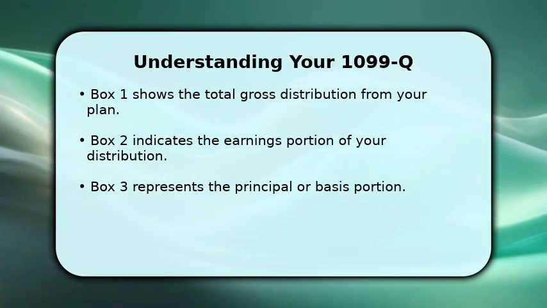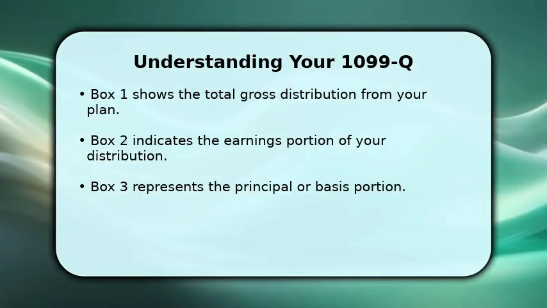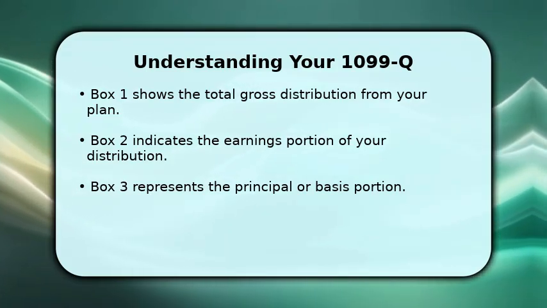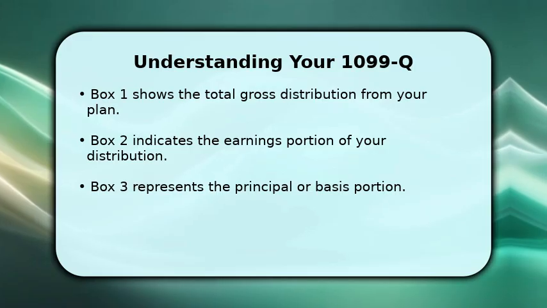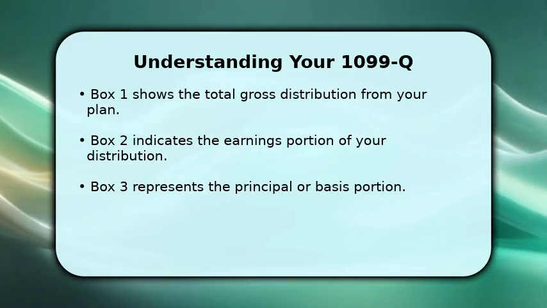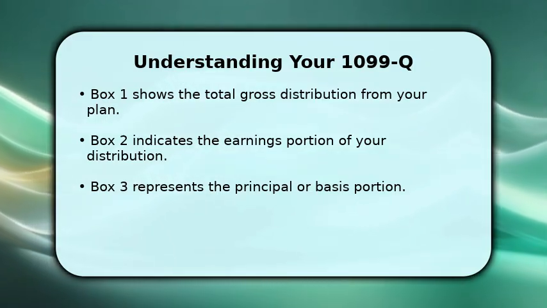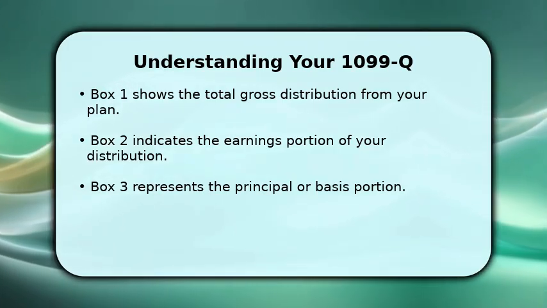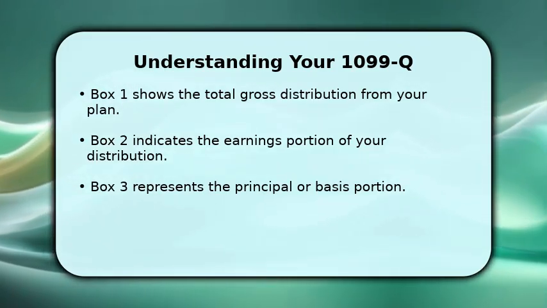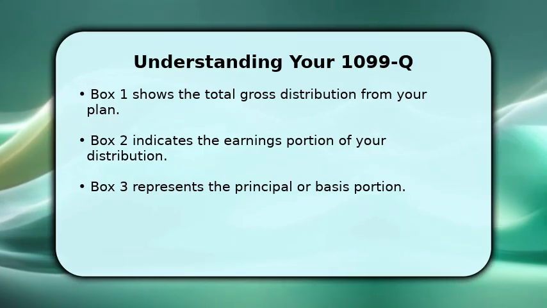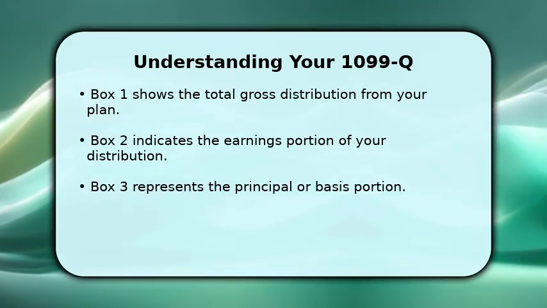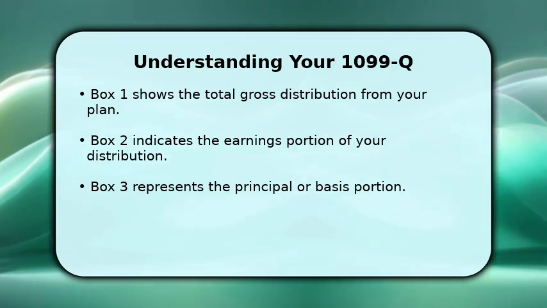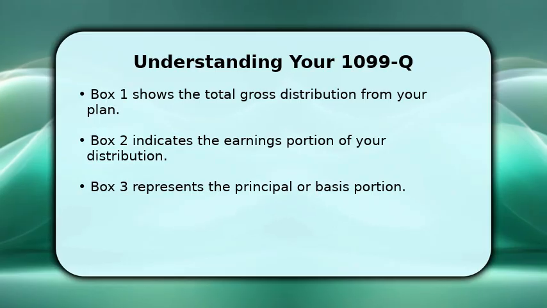Form 1099-Q details distributions from qualified tuition programs like 529 plans or covered LESAs. You'll receive this form if you took money out of one of these accounts. Box 1 shows the total amount distributed. Box 2 specifically highlights the earnings, which might be taxable. Box 3 shows the return of your original contributions, which is generally not taxed. Understanding these distinctions is key to accurate tax reporting.